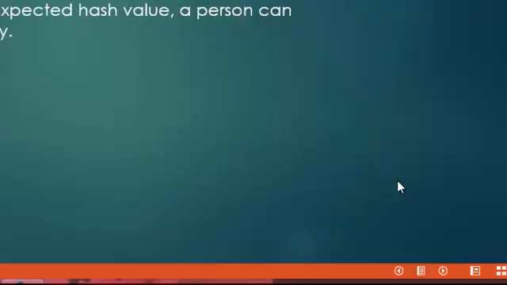Now, what is SHA? In cryptography, SHA, the secure hash algorithm, is a cryptographic hash function designed by the United States National Security Agency and is a US Federal Information Processing Standard published by the United States NIST. Cryptographic hash functions are mathematical operations run on digital data; by comparing the computed hash to a known and expected hash value, a person can determine the data integrity.